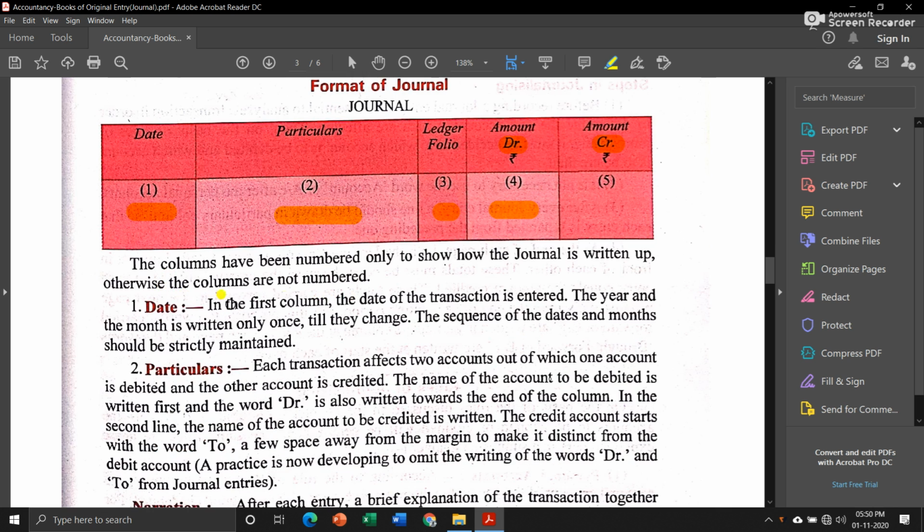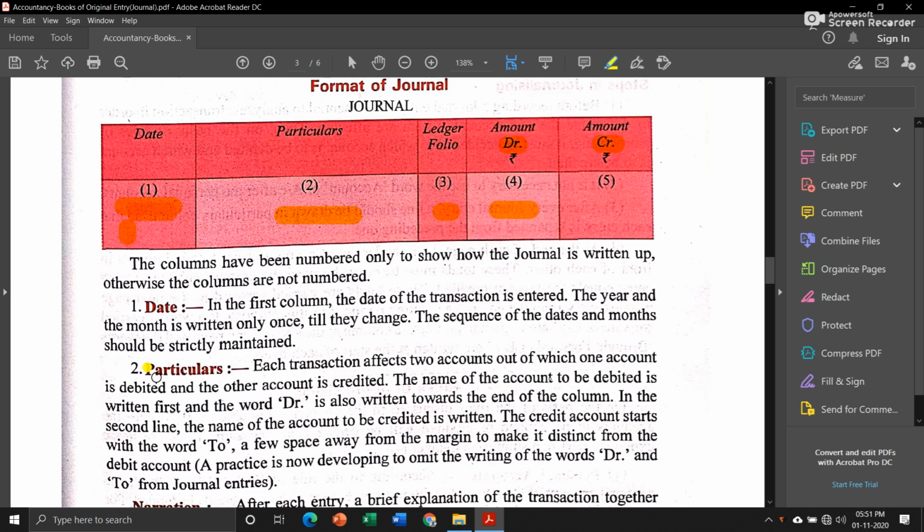Now let us discuss in detail about each part or each section of this journal. Then date. In the first column, the date of the transaction is entered. The year and the month is written only once. Suppose today's date for now is 2nd November. Then what you will do is that you will write 2020 November at heading, and after that you can just mention the date 1 November, 2 November, 3 November, like that, until and unless that month changes. You can just keep on writing only the date.